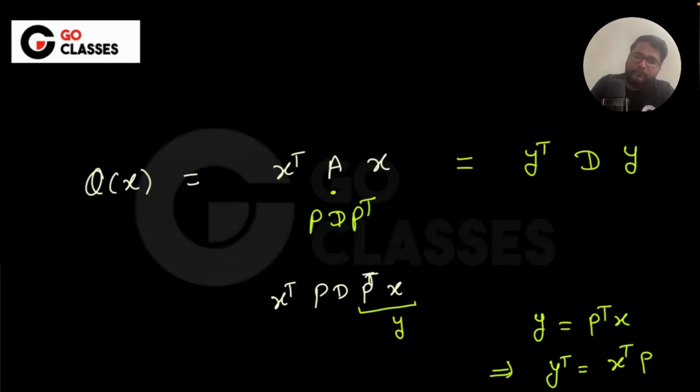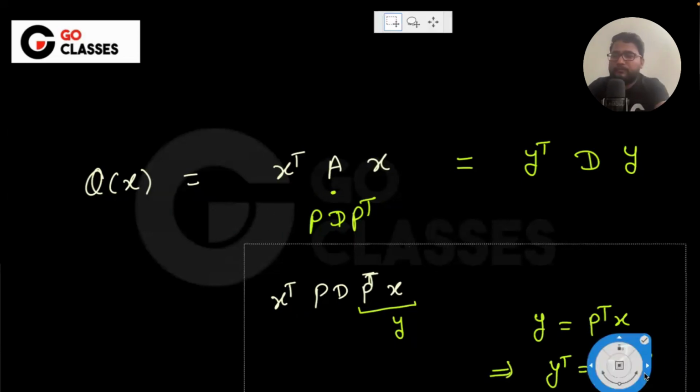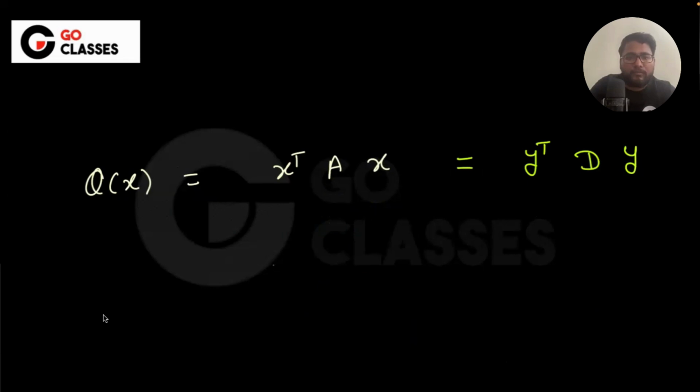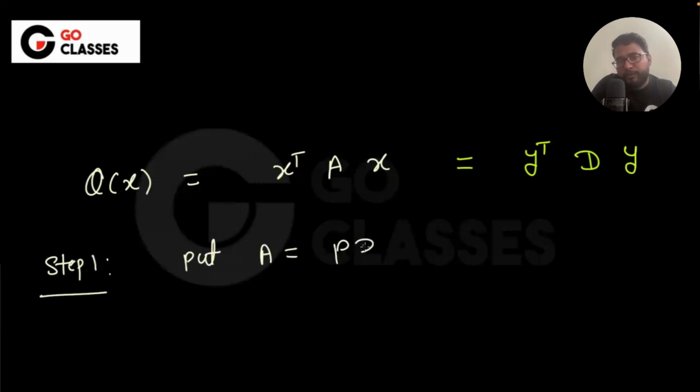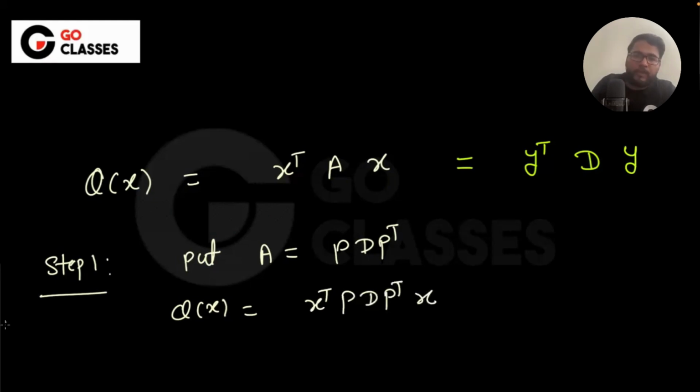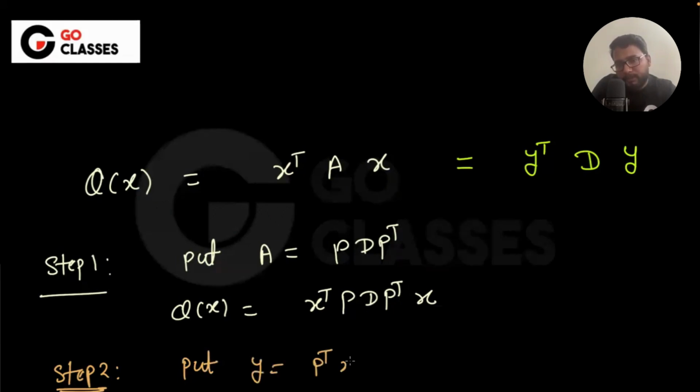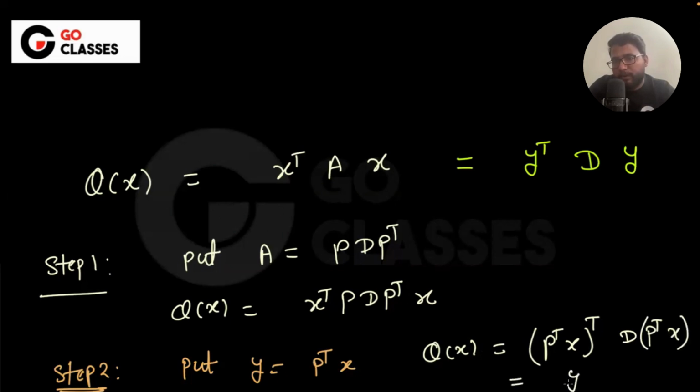So basically, what is step one? Put A equal to, suppose, P D P transpose. Then we will have Q(x) as x transpose P D P transpose x. And what is step two? Put y equal to P transpose x. Then automatically Q(x) will be (P transpose x) transpose D (P transpose x), which is the same as y transpose D y.